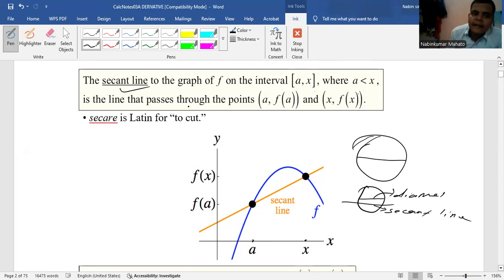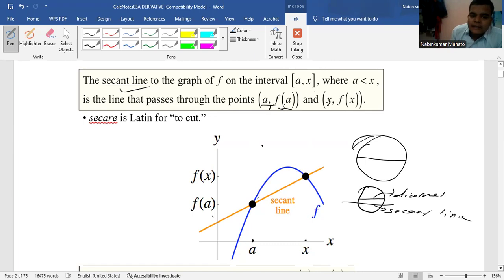Here is the line that passes through the points (a, f(a)) and (x, f(x)). What is a and what is f(a) here? a is indicating the x-axis value, and f(a) is indicating the y-axis value. And x is indicating the x-axis value, and f(x), the function of x, is indicating the y-axis value.